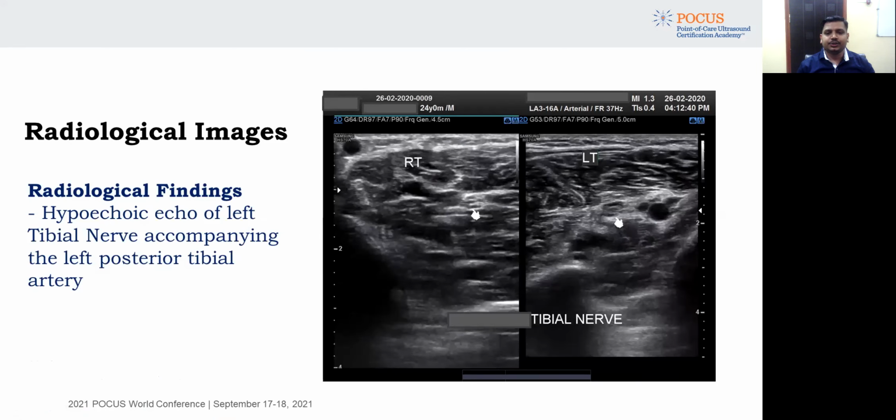This is the picture showing the tibial nerve accompanying the posterior tibial artery. In the proximal part, we can see on the right side the tibial nerve is showing normal echotexture, and the nerve fascicles are of normal size. Comparatively, at the same level, the left tibial nerve is showing prominent hypoechoic nerve fascicles and increased cross-sectional area. In this part, the nerve is showing hypoechoic appearance and this part is echogenic.